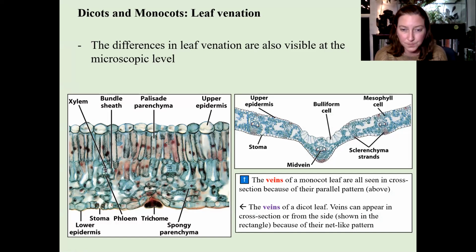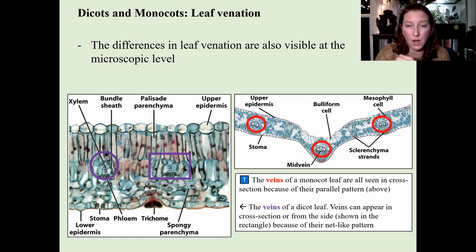So look here. See on the bottom, it says, the veins of a monocot leaf are all seen in cross-section because they're parallel pattern as above. Whereas on the left, you have the veins of a dicot leaf. Veins can appear in a cross-section or from the side. And you might be looking at this and say, like, I don't see anything but green blobs. Well, here, that's why I do this for you.